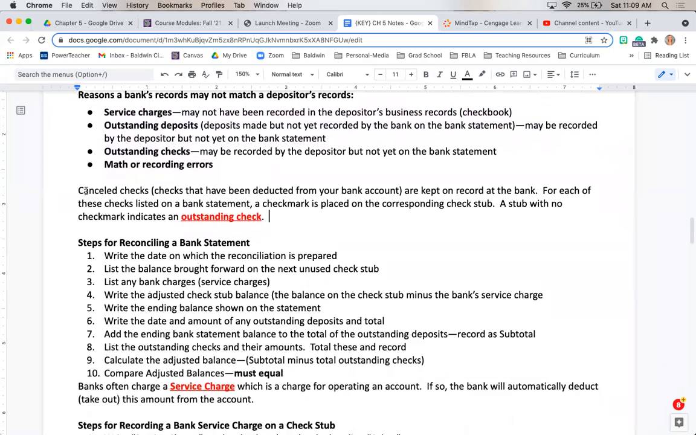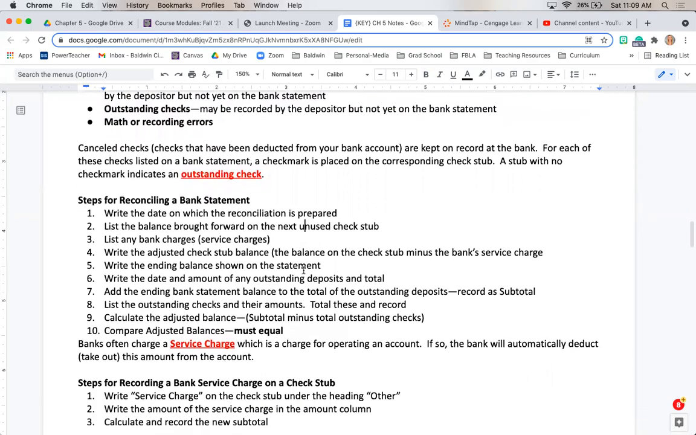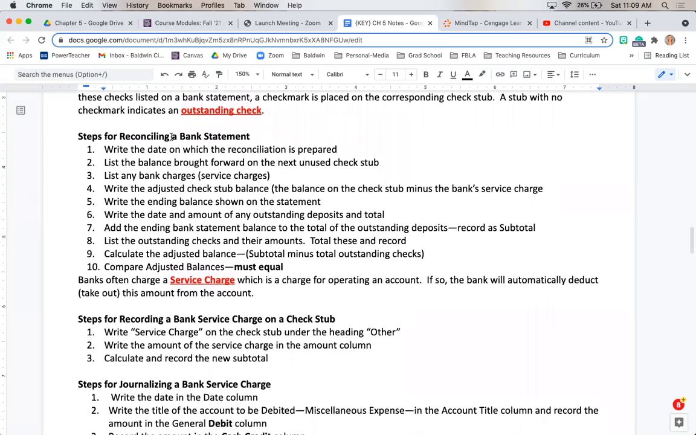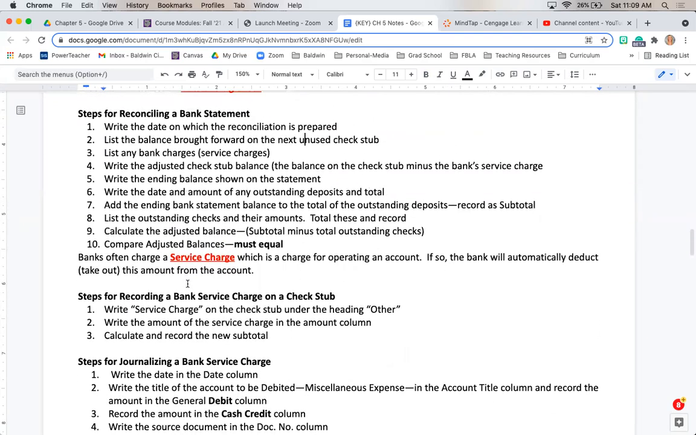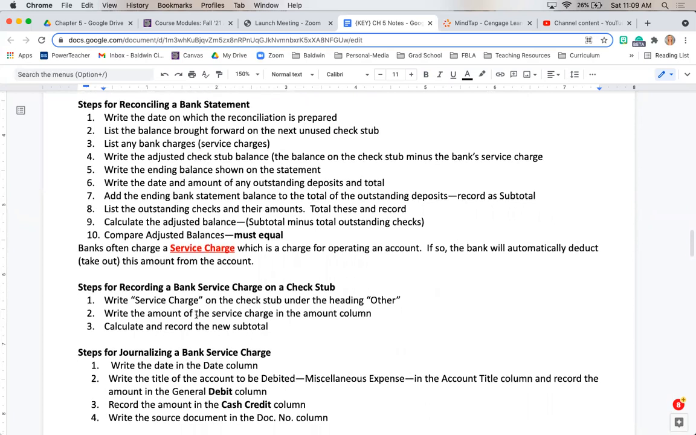When we are looking at our checkbook, a canceled check, anytime we cancel a check, is going to be kept on record at our bank. Each time a check goes through, we're going to place a check mark in the check stub of our checkbook to indicate that it is no longer an outstanding check. So please read through the steps of reconciling a bank statement, a bank service charge, and journalizing that bank service charge. I'm not going to read through them because we are actually going to do that in MindTap.